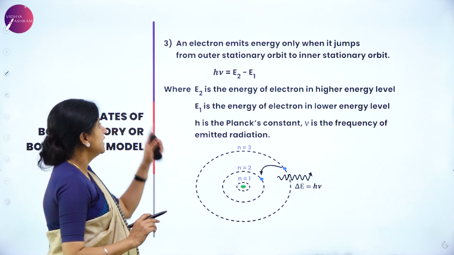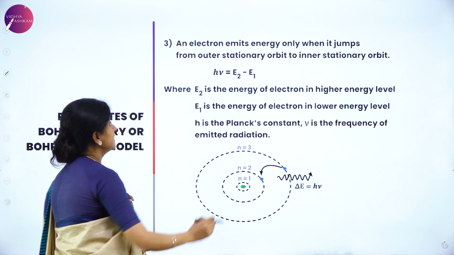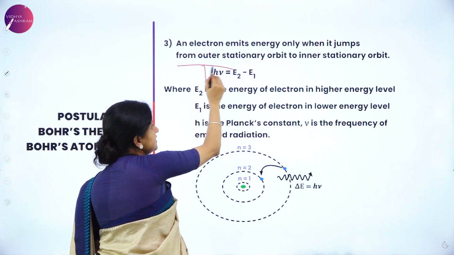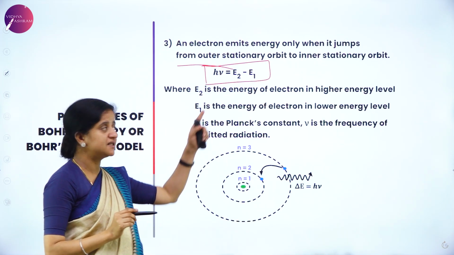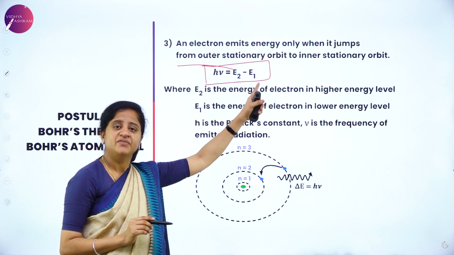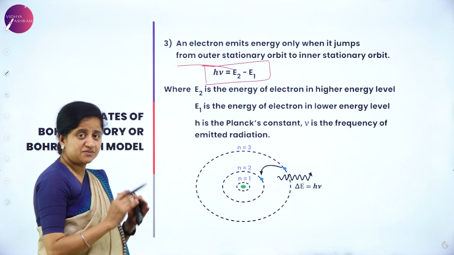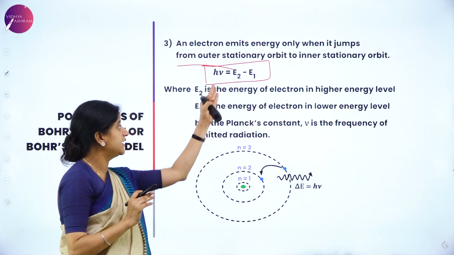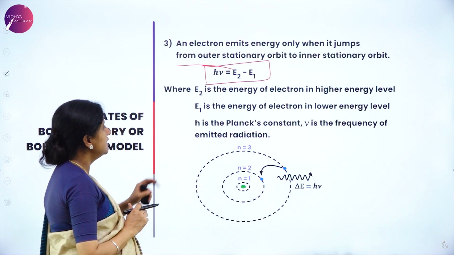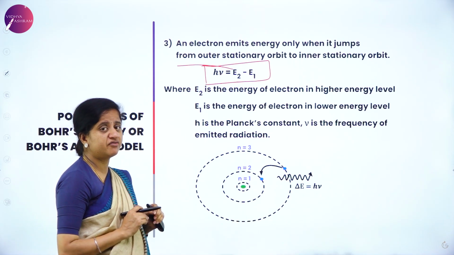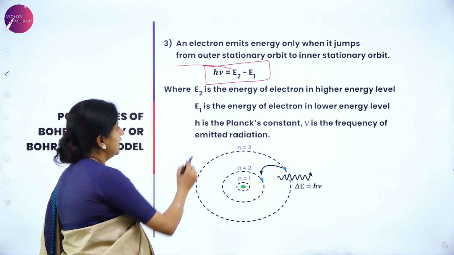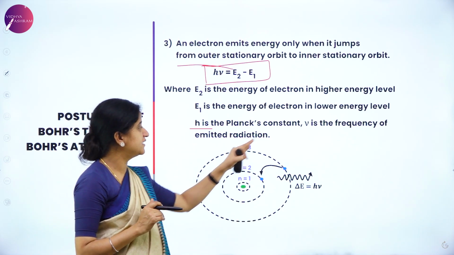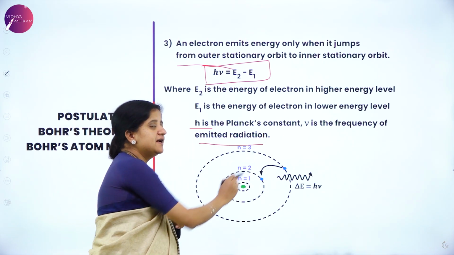And the third one: an electron emits energy only when it jumps from an outer stationary orbit to an inner stationary orbit. That is, energy is given by h nu, which is equal to the energy in the outer orbit, E2, minus the energy in the inner orbit, E1, which means the electron can emit energy when it jumps from an orbit of higher energy to an orbit of lower energy, where in this equation E2 is the energy of an electron in the higher energy level and E1 is the energy of an electron in the lower energy level. h is Planck's constant and nu is the frequency of emitted radiation.